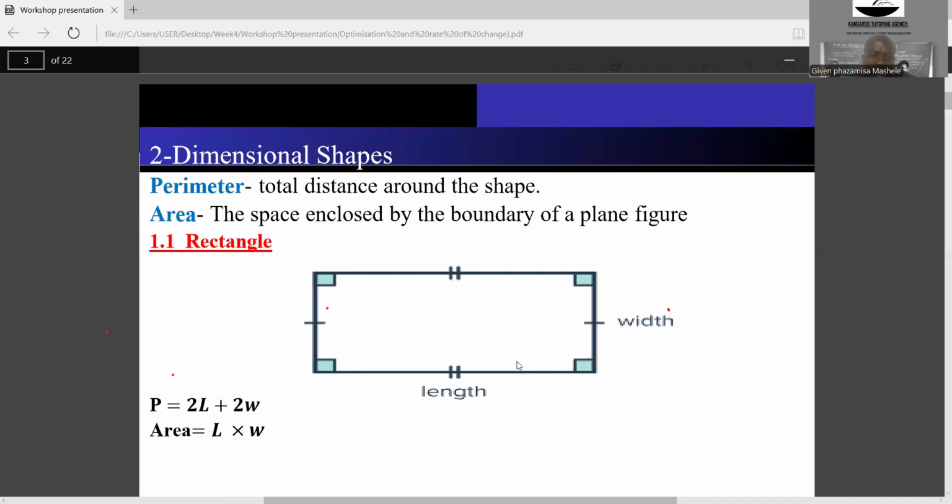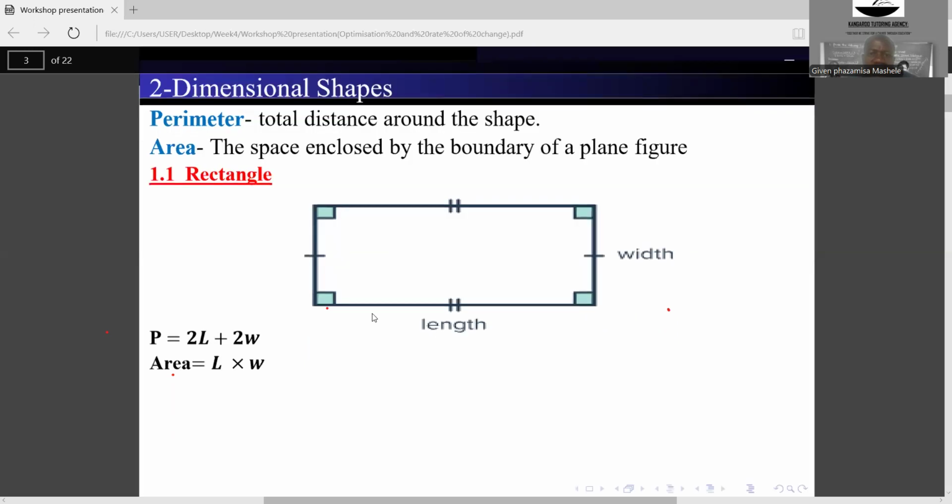Starting with the rectangle, we see that a rectangle has two sides that are opposite to each other and also equal. In a rectangle, there's one side that is always the longest, and we call that the length. The other side is called the width, or we can call it the breadth. So we use the width as W, the breadth as B. And a rectangle is a 2D object with the perimeter, symbol P, and with the area.